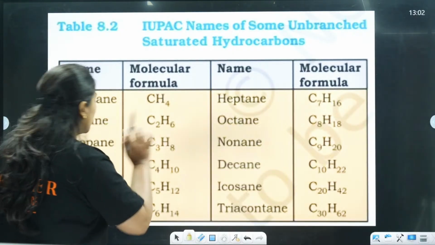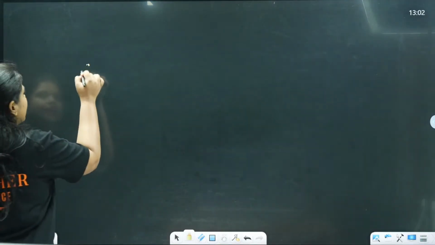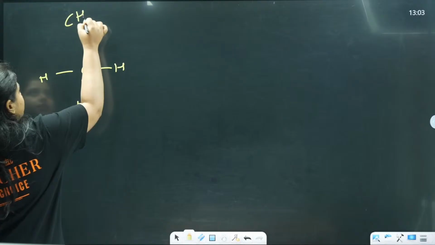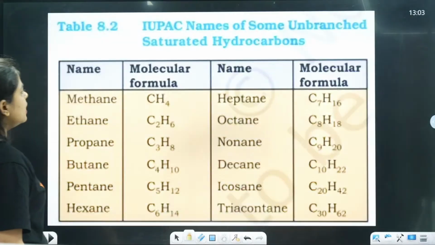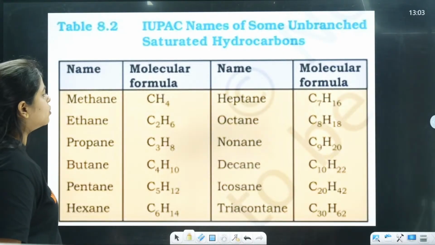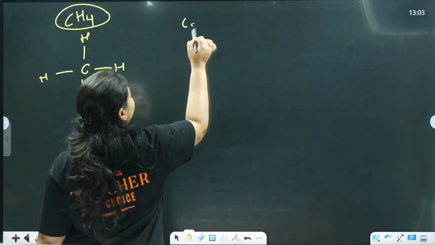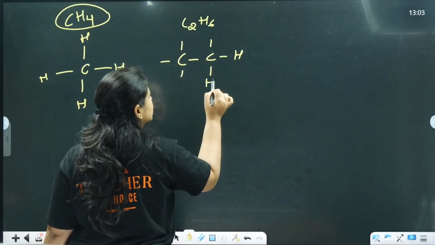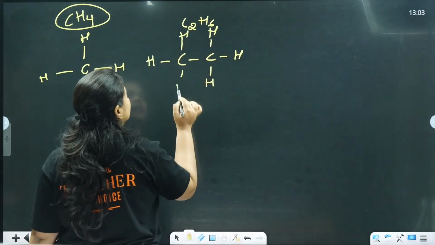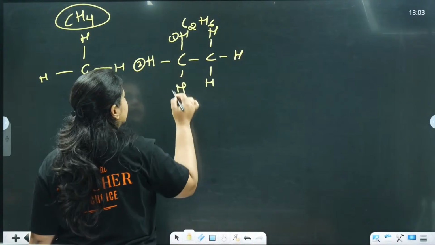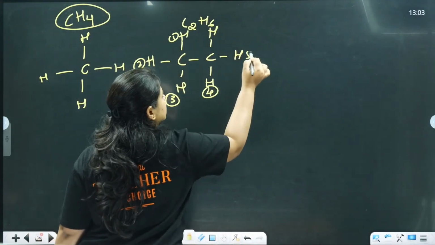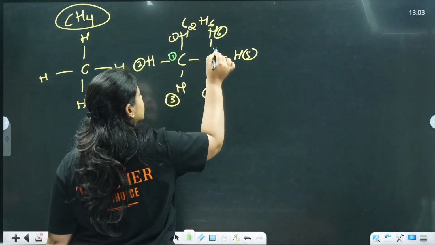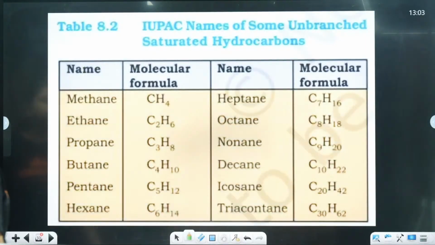Methane is CH4. Methane has hydrogen, hydrogen, hydrogen, hydrogen. This is the compound CH4. Clear? Now same like that, ethane is there. Ethane is C2H6. C2H6 means it looks like this: 1 2 3 4 5 6. Done. So the carbons are how many? 1 and 2. Clear?